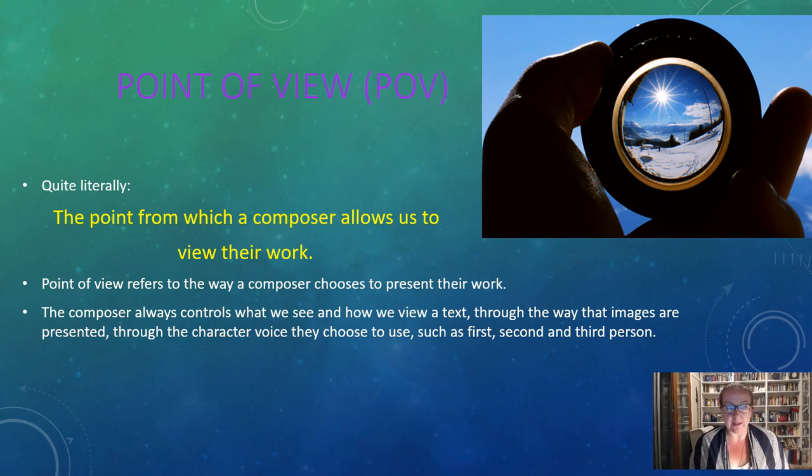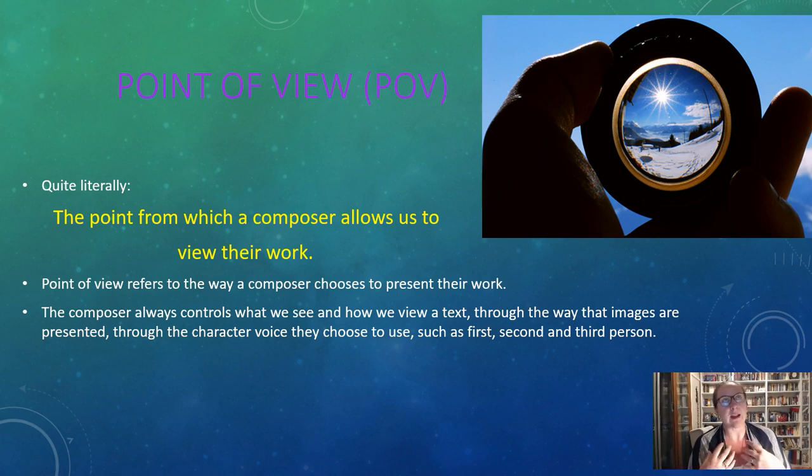Quite literally, and this is a definition that I've written so I hope it makes sense, point of view is the point from which a composer allows us to view their work. Now the word allows us is really important here because a composer always chooses the way that they present their work. If you have a look up here at this image, we've only got a very select sort of point of view. If we look through that little scope, that little magnifying glass, we miss out on the whole landscape. It's the same in a text.